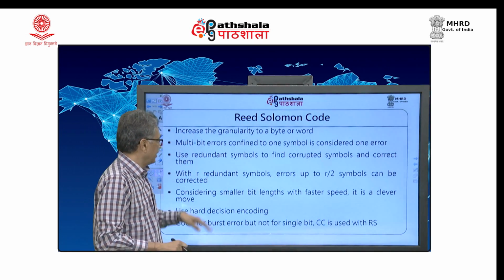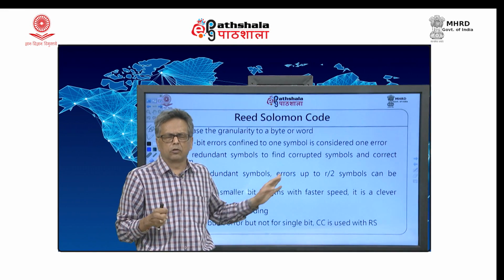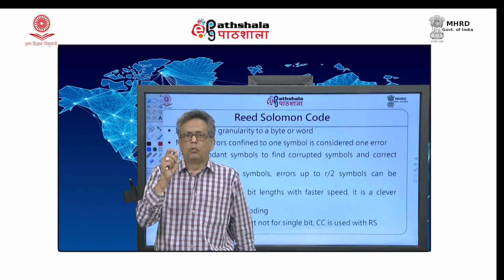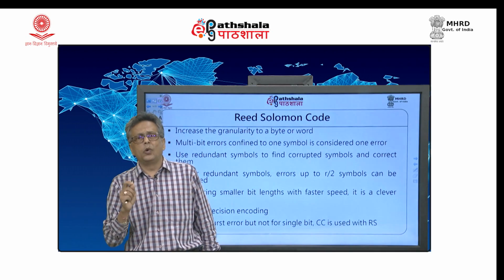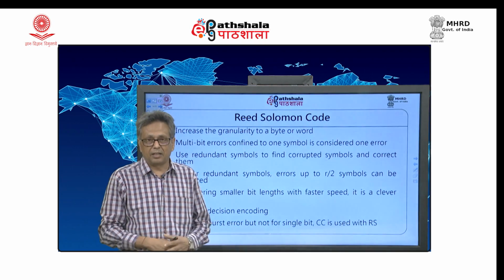Okay. And if you have total R symbols, you can correct R by 2. For example, if you have 32 redundant symbols, which is a normal process, one of the most used Reed-Solomon codes uses 32 redundant symbols. It is used in 802.11. So, those 32 symbols will catch 16 symbol errors. So, 16 into 8, okay, 128 bits error can be corrected in 802.11.